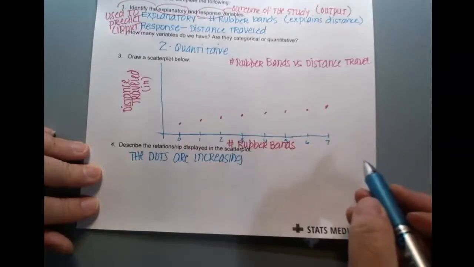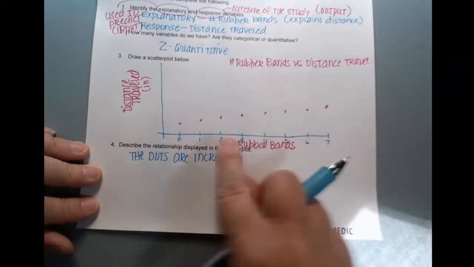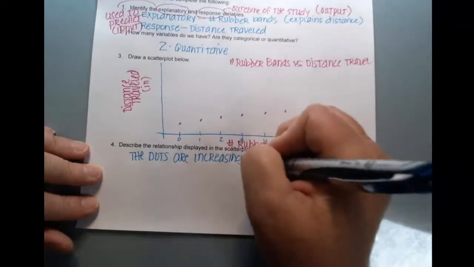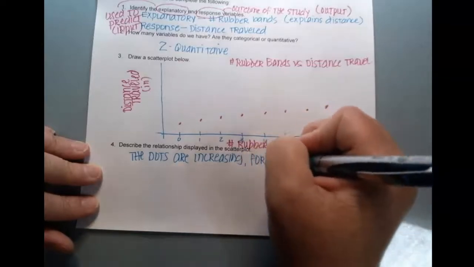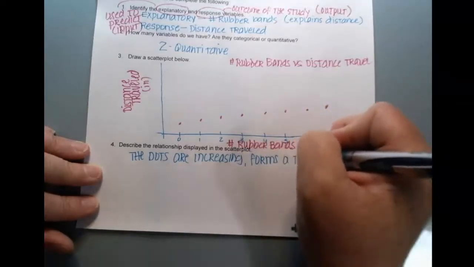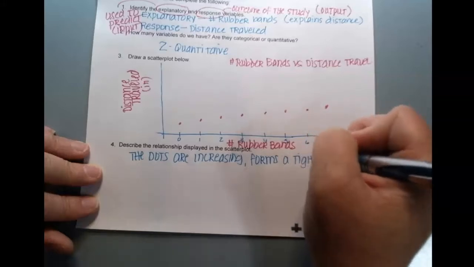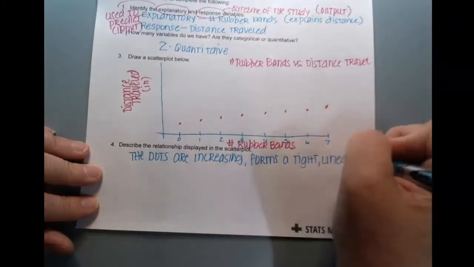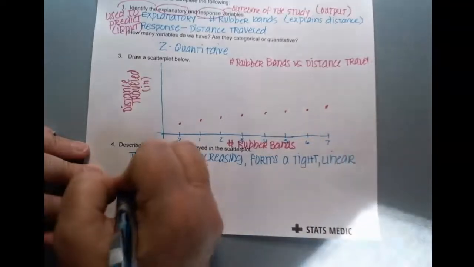If we look at their shape, they're making a line. So we're going to say it forms a tight, linear pattern, because we could have more scattered, and that would be a looser line.